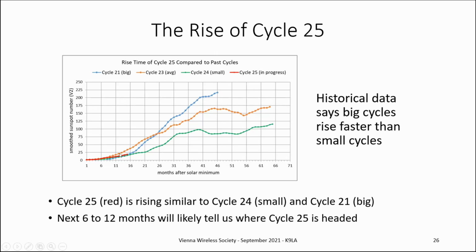The red data is cycle 25 to date. You can see that we're coming out of solar minimum. So any thoughts about a Maunder minimum, it's probably not going to happen. We're going to have a solar cycle 25.